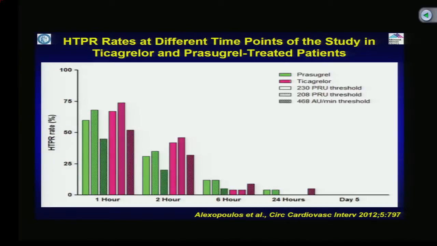So clearly what we learned, compared to our earlier clopidogrel group, is that by using the newer agents ticagrelor or prasugrel, there are hardly any high treatment residual platelet reactivity patients. So everybody is inhibited, but it doesn't take 1 hour, and it doesn't take 8 hours. It takes about 2 hours.